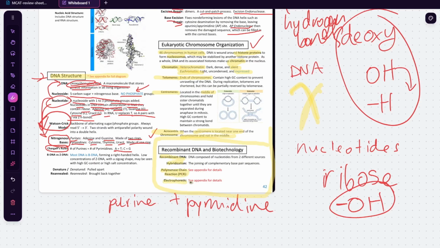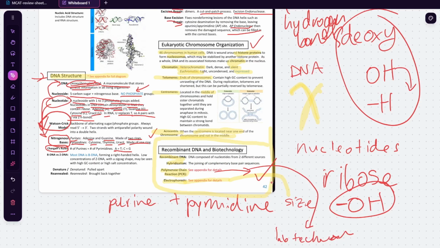So we already went over electrophoresis, I believe. So you can separate DNA by size. You can also amplify a specific DNA sequence. So we already went over that. These are both in the lab techniques that we just went over. So check mark for both of those.